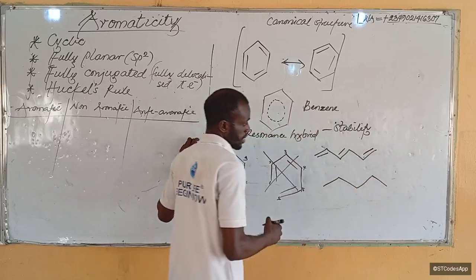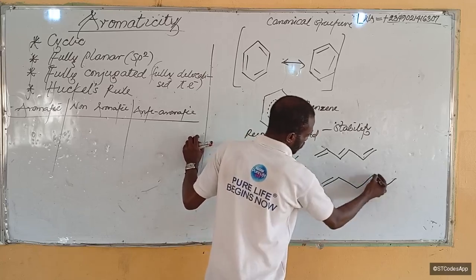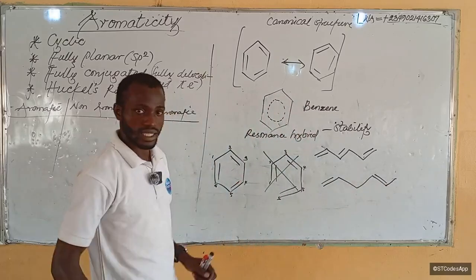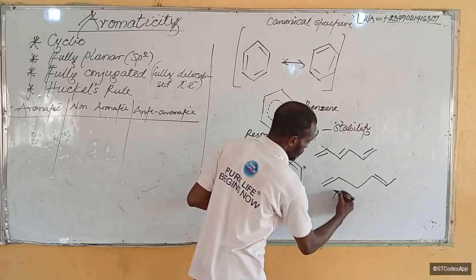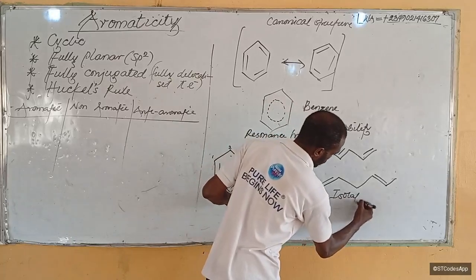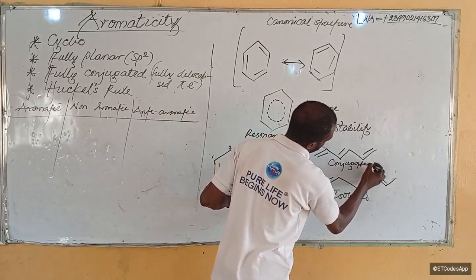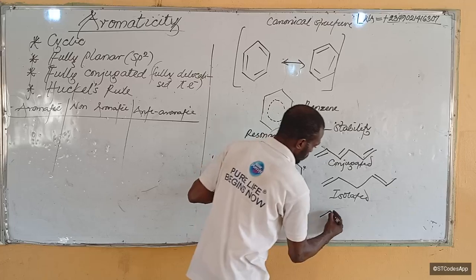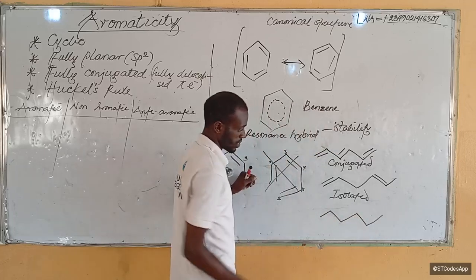Compare that to this guy. Now this guy maybe has a double bond here and a double bond here. So looking at this, this is an isolated alkene, while this one is conjugated. Okay, this is conjugated, and we also have another type. I've discussed this under alkene. You should see my video on alkene.